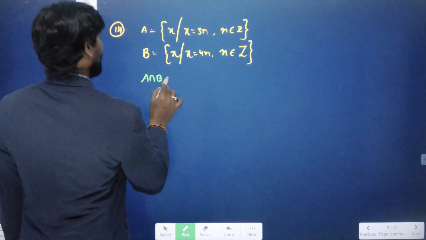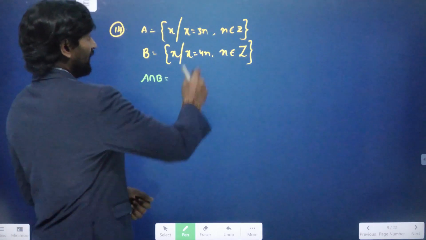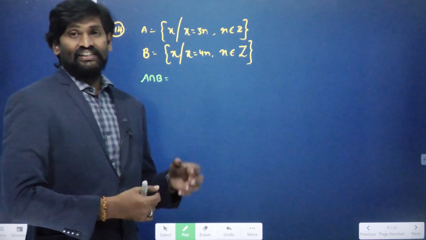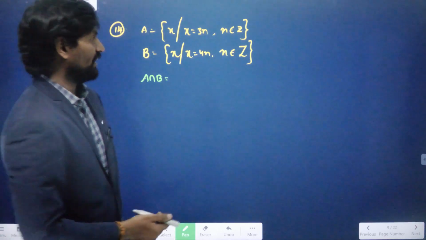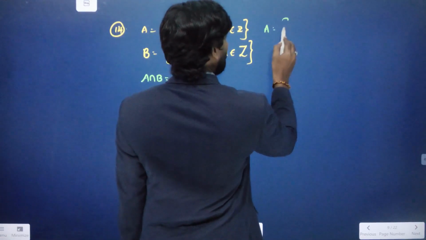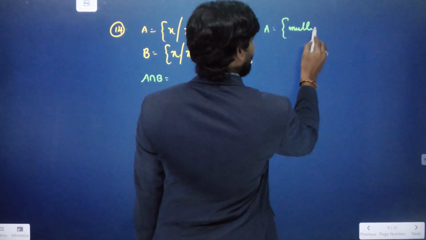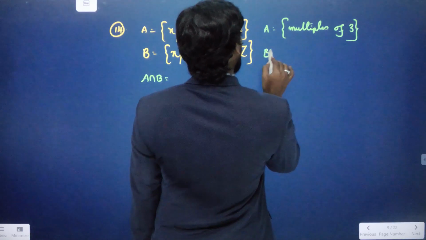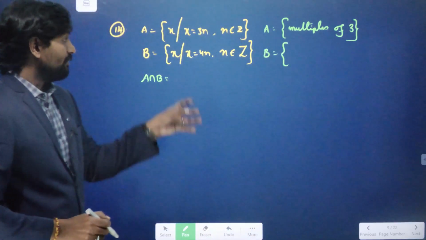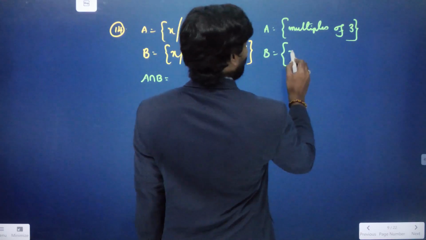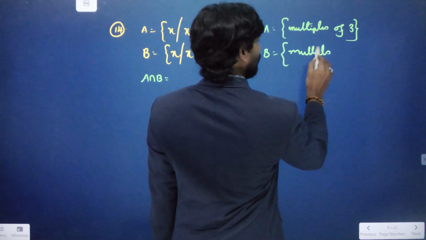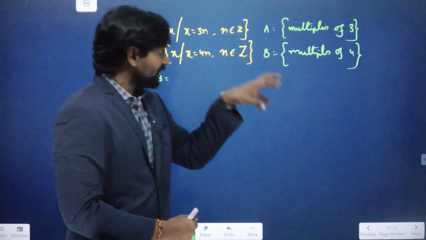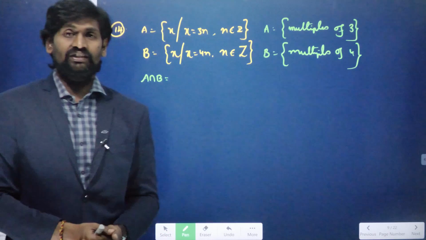Let us find what A is. If you take n value 1, 2, 3, 0 or minus 1, minus 2, minus 3, they are just coming as multiples of 3. A is nothing but multiples of 3. Now what about B? B is multiples of 4. A intersection B means multiples of 3 and multiples of 4, both we should get.